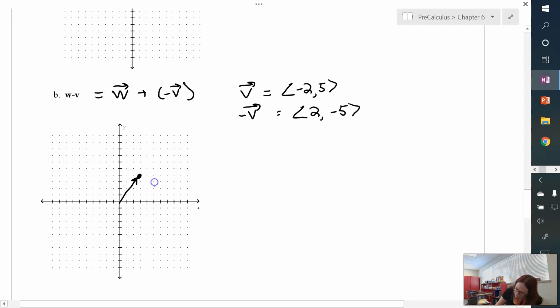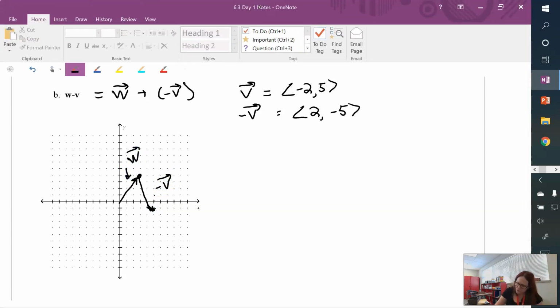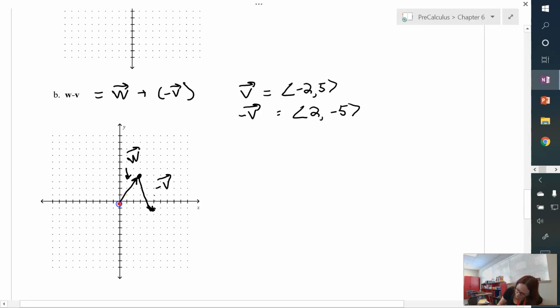So 1, 2, 1, 2, 3, 4, 5. So right here, this is negative vector v. That one is vector w. Now my resultant vector starts at the origin and goes to the terminal of that last one. So that one in red, that is vector w minus vector v. And the coordinates where we end are at 5, negative 1.